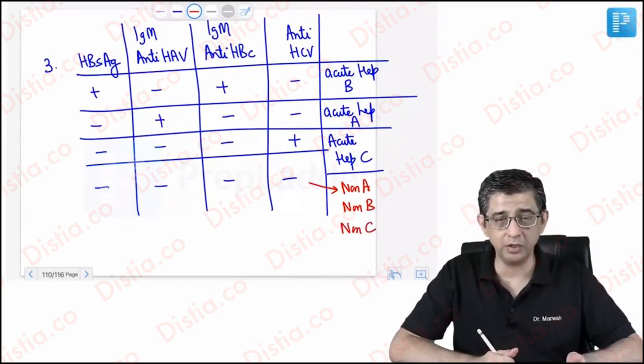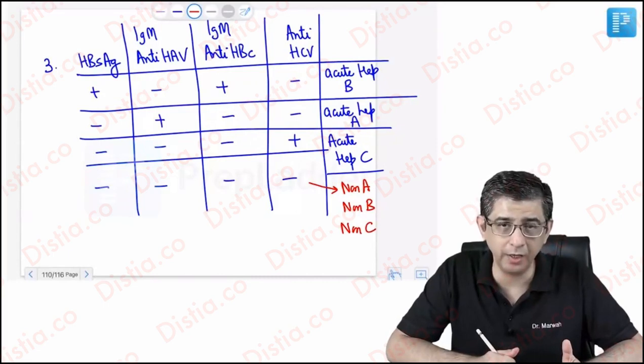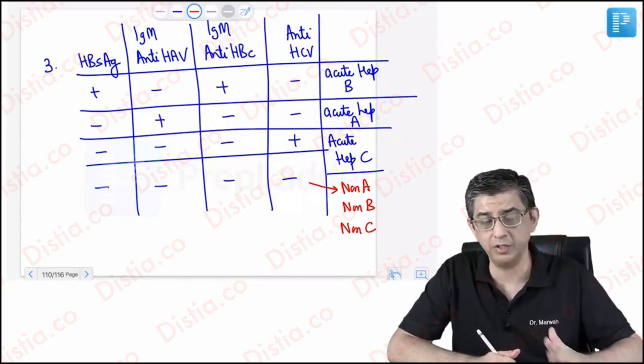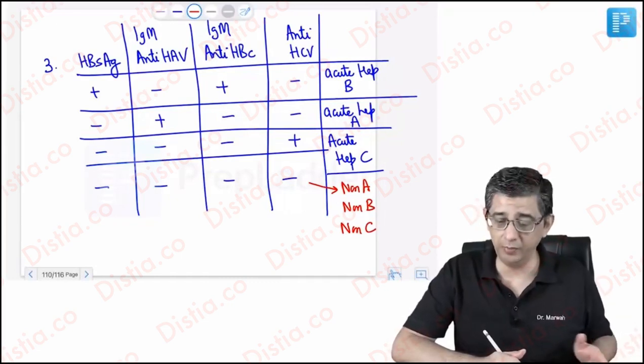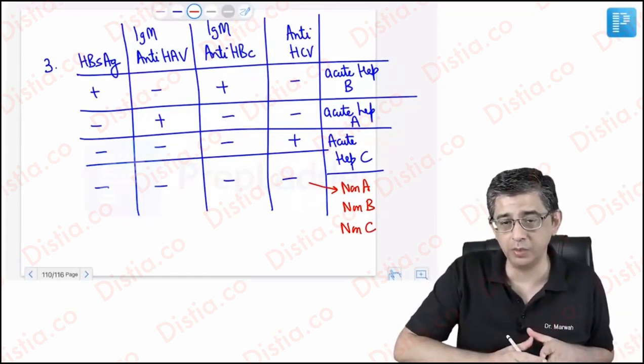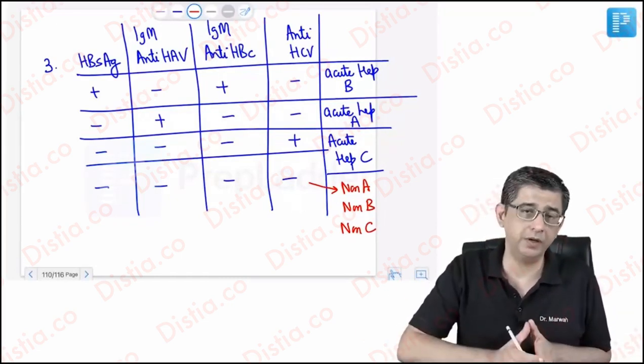Why? Because D does not occur alone. D alone does not cause damage. You either have a co-infection or a superinfection. You know that from pathology. So D would be present with B only. If B markers are negative, then D alone will not cause a problem. So I will think in terms of hepatitis E.